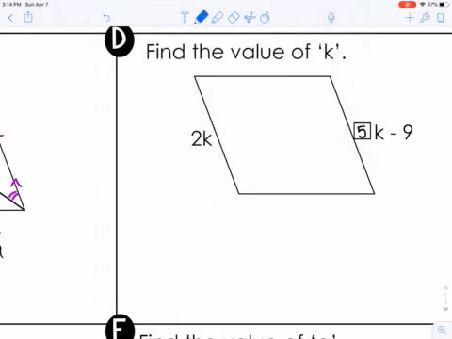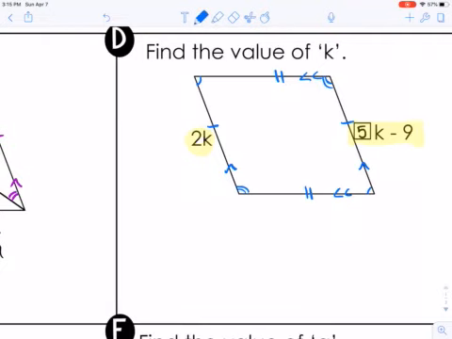How do I get started? Well, first off, mark your properties. It's a parallelogram, so opposite sides are parallel. Opposite sides are congruent. Opposite angles are congruent. And our figure is completely marked. Again, you didn't have to mark the whole thing. We were obviously given sides, and so you might have just marked the property having to do with sides.